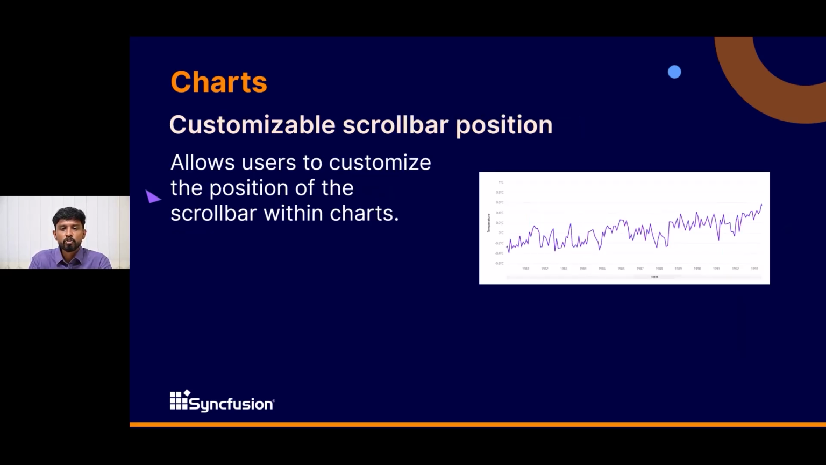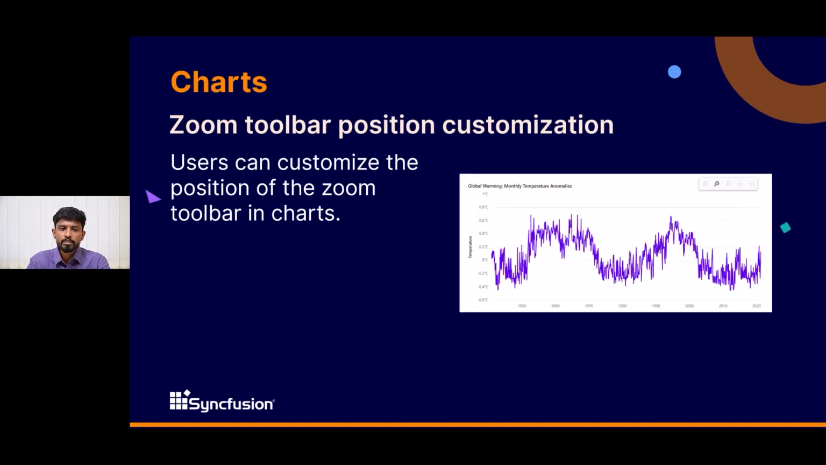We have customizable scroll bar position. This feature allows users to customize the position of the scroll bar within the charts itself, which enables enhanced user interaction tailored to specific project requirements. Then you have the zoom toolbar position customization, where users can customize the position of the zoom toolbar in charts. This functionality offers flexibility in designing user interfaces that require specific tool placements. You can see in the image with respect to the zoom toolbar position.